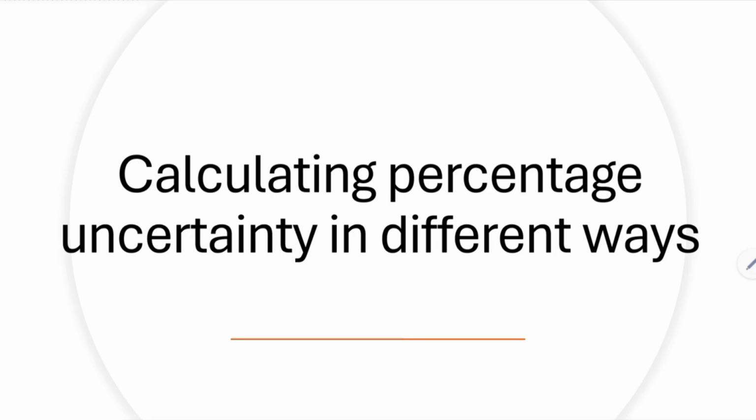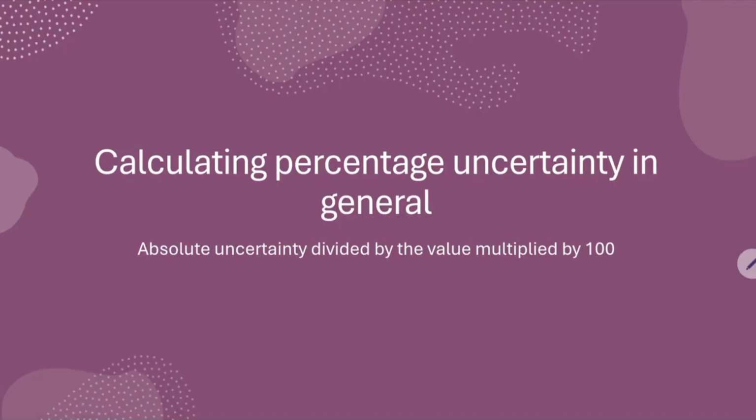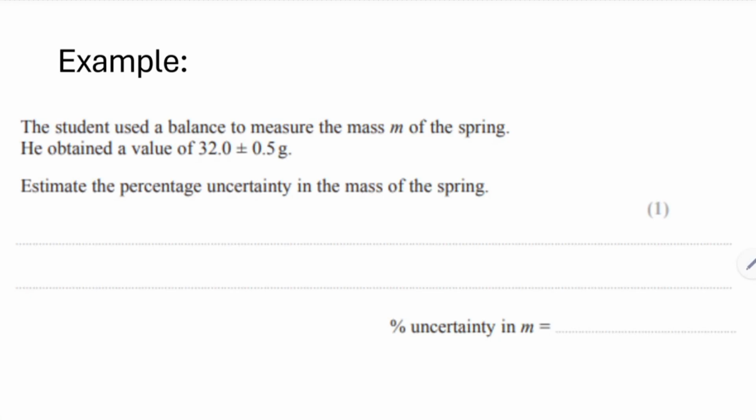Today we are going to be going over calculating percentage uncertainty in different ways. So the first way of calculating percentage uncertainty in general is doing the absolute uncertainty divided by the value multiplied by 100. Over here we have an example exam style question relating to the previous slide.